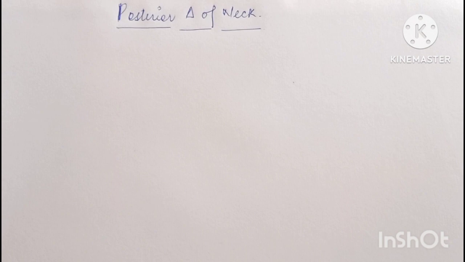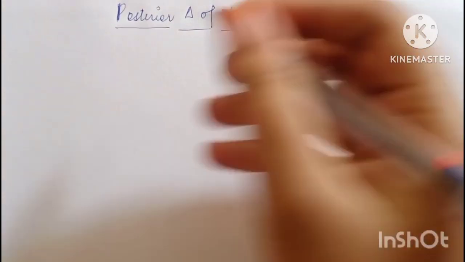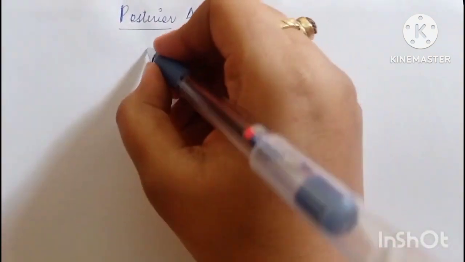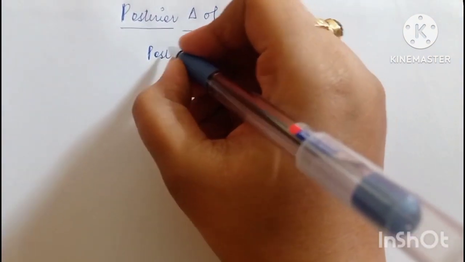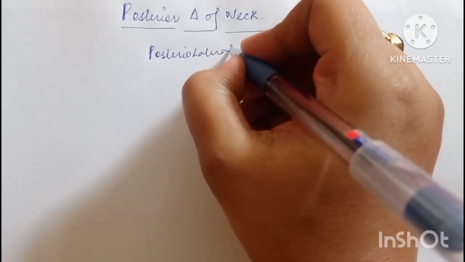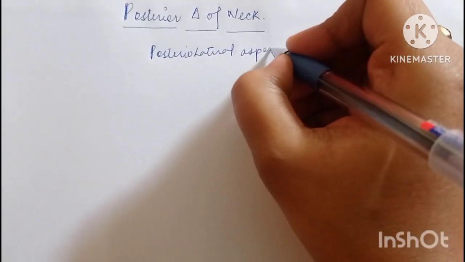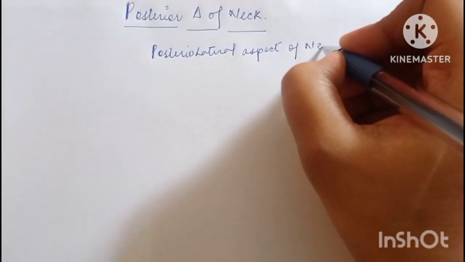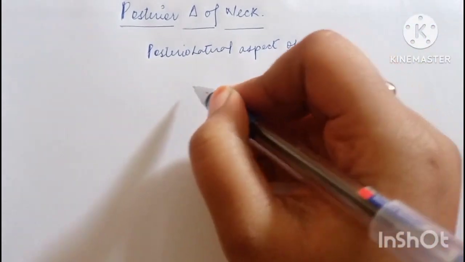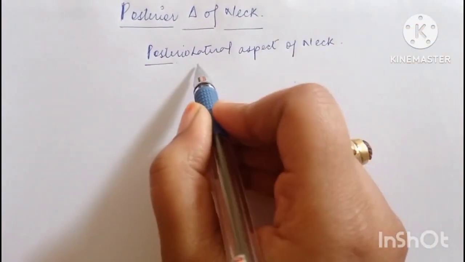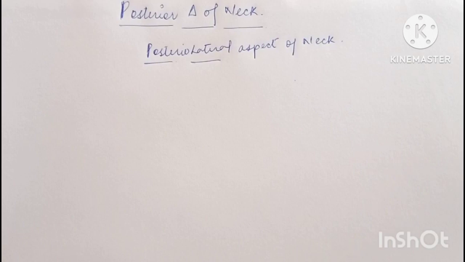In the last video, I explained the anterior triangle of the neck. In this video, I'm going to explain the posterior triangle of the neck. The posterior triangle of the neck is located at the posterior lateral aspect of the neck. That means in the posterior part and slightly in the lateral part, our posterior triangle is present.